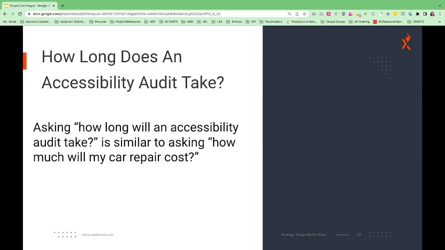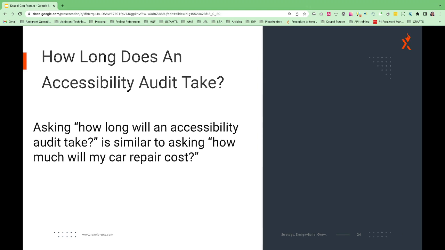So how long does an accessibility audit take? There are two kinds. Either we start building it right from the start, or, nowadays, since we are migrating sites and the law is being enforced, we are doing a lot of audits for a lot of sites.